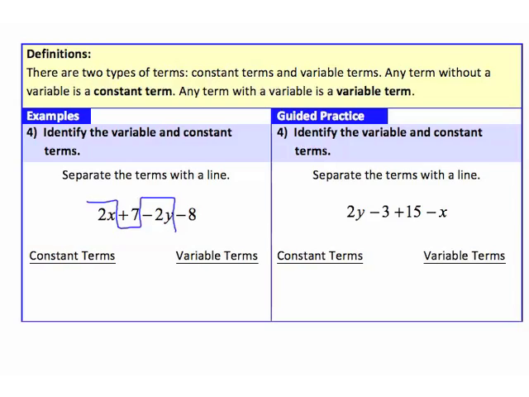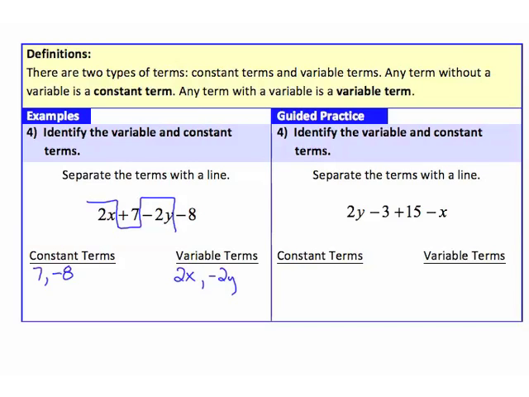Well, the constant terms are the ones that don't have any variables at all. And if they don't have a variable, it means they're never going to change. So this first constant term that we have there is 7. The next constant term is negative 8. Taking a look at the variable terms now, those are the ones that have a variable with them. The first variable term is 2x. The second variable term is negative 2y.